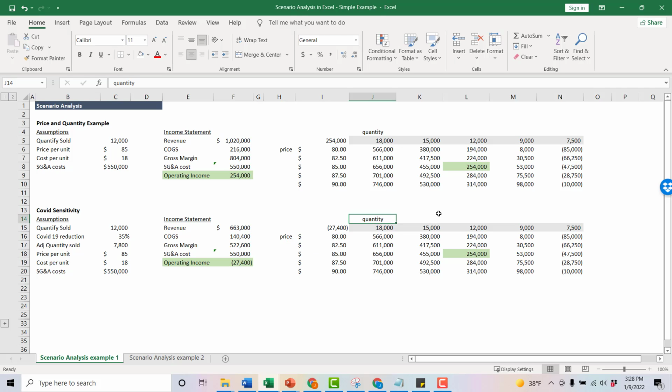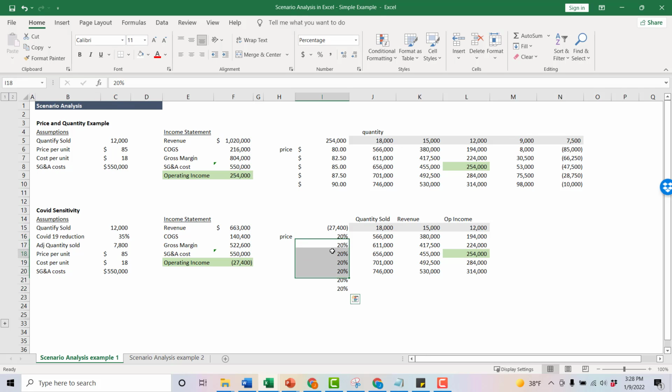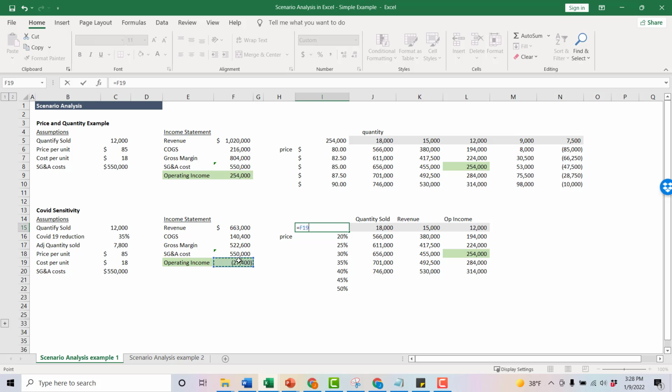So instead of looking at what we did last time, we're going to keep this quantity sold. We're going to have revenue here and operating income. And we're going to get rid of those. And now what we're going to do is we're going to have these different scenarios to say our business changed by these percentages. So we're going to start at 20%. We're going to add 5% each step of the way. We're still going to be looking for operating income, which is good. The same quantity sold, our revenue is the same, and our operating income is the base case.